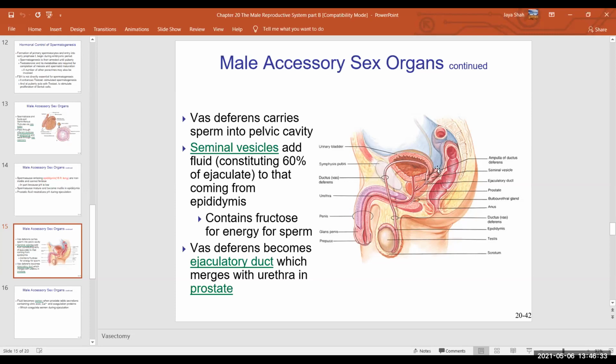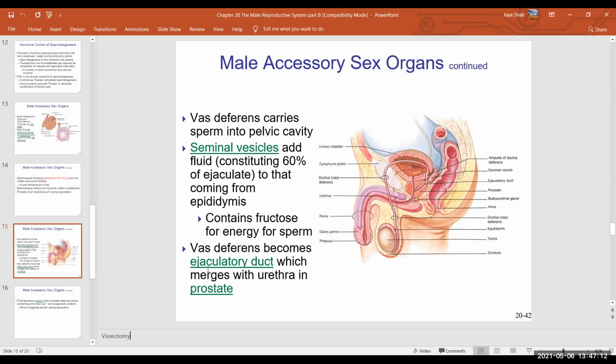When it brings sperm here to the ampulla, semen is stored. The vas deferens carries sperm into the pelvic cavity, and the seminal vesicle here, which is also called the seminal gland, is a kind of exocrine gland. It adds fluid which makes up 60% of the ejaculate. So if there is 100 ml of ejaculate, 60 ml is the seminal fluid coming from the seminal vesicle. This contains a lot of fructose, and the source of energy for the sperm is fructose. Okay.